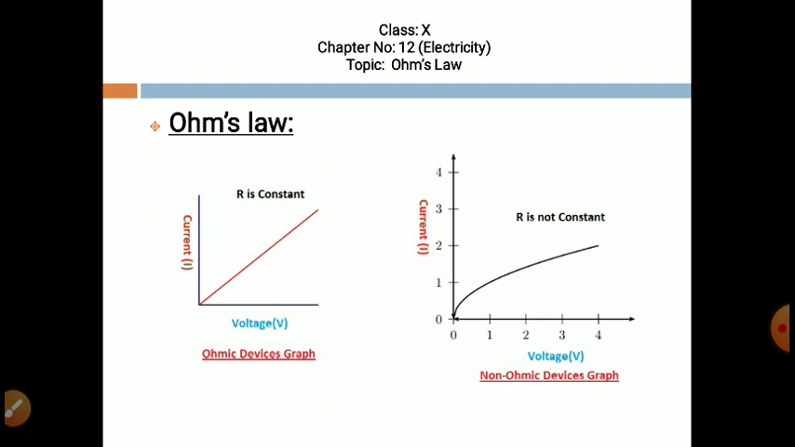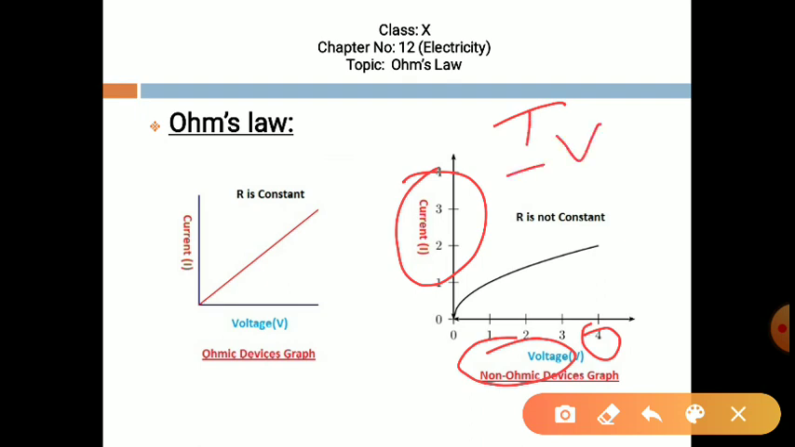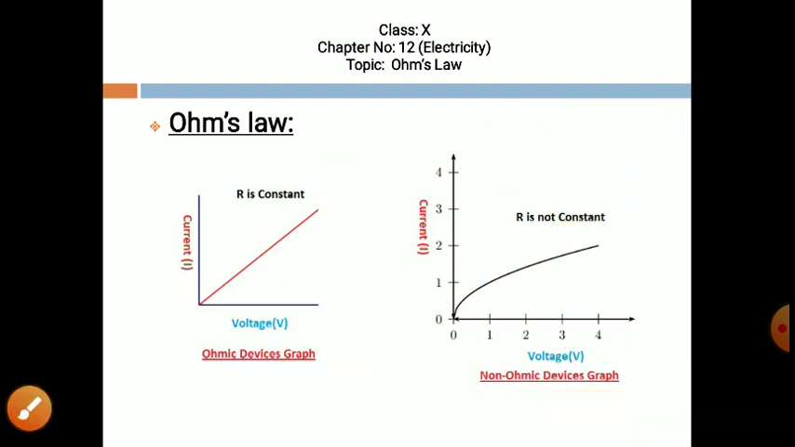Resistance is constant. And what if resistance changes? If resistance changes, then these devices are known as non-ohmic devices, and the current voltage graph, I versus V graph, will be a non-linear path. It may be any curve. This is of non-ohmic devices which do not follow V is equal to IR, Ohm's law.